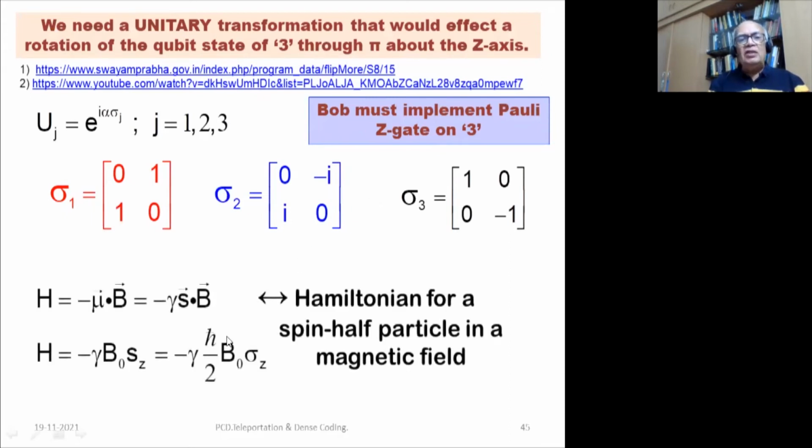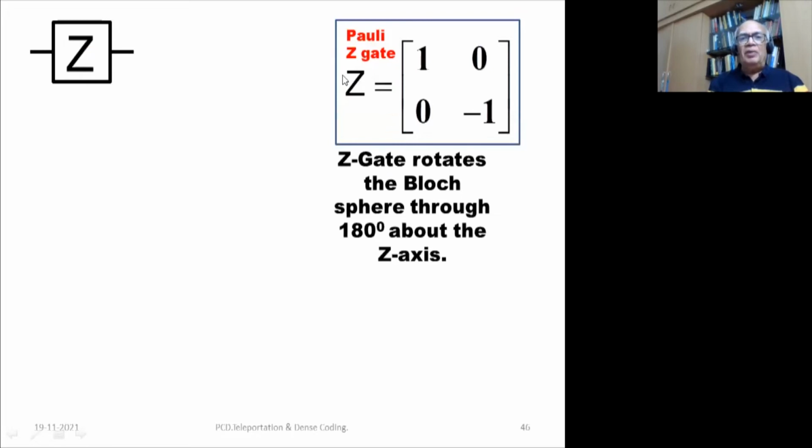So he uses a magnetic interaction between the qubit, which has a magnetic moment coming from the spin, and an applied field, and rotates the Bloch sphere through pi to get the corresponding qubit state for his qubit number 3. So he is going to rotate the Bloch sphere through 180 degrees about the z-axis. So he uses the Pauli Z gate, which we have discussed earlier.